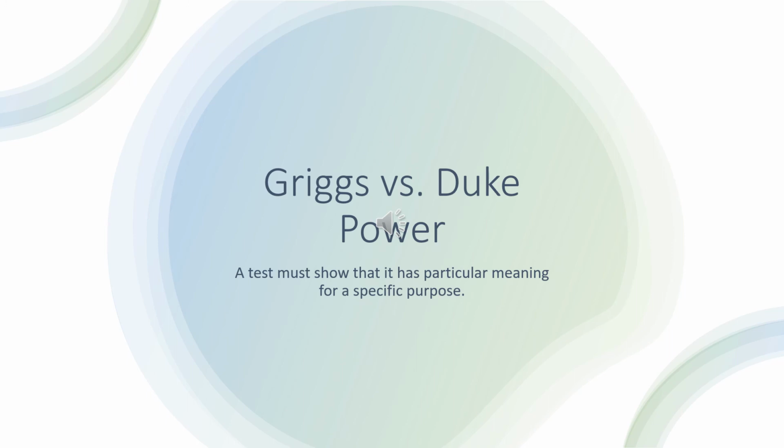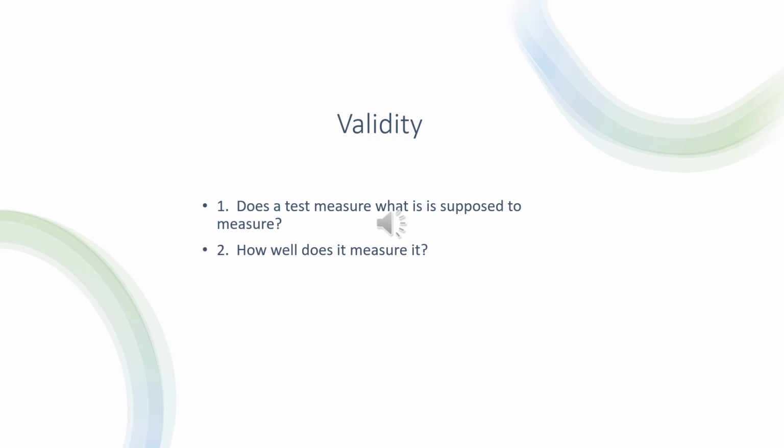In establishing the validity of a test, we gather evidence to show a test has a particular meaning for a particular purpose. So we must prove that our test is valid by accumulating or gathering evidence. Validity answers two questions. Does a test measure what it is supposed to measure, what it purports to measure, and how well does it measure it? The interpretation of test scores derives from validity evidence.